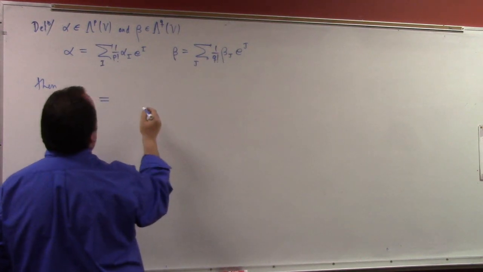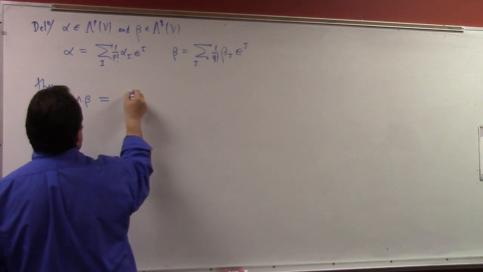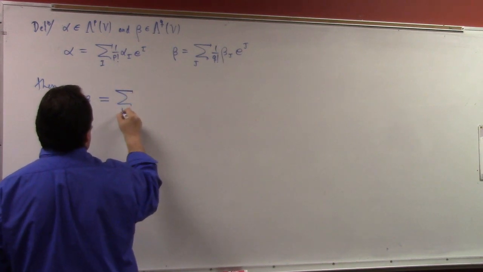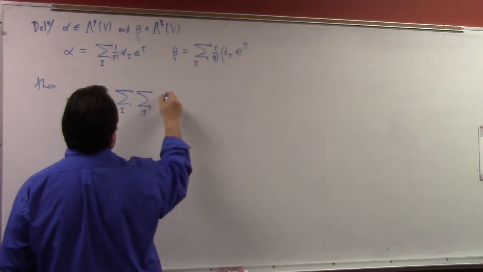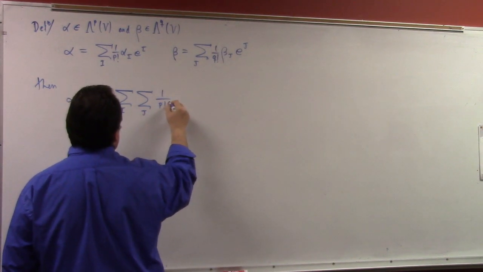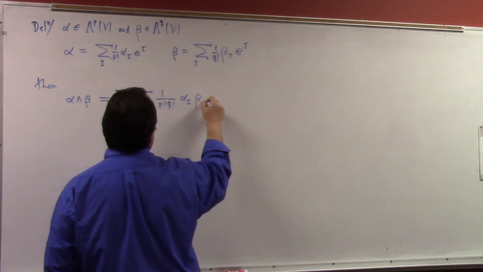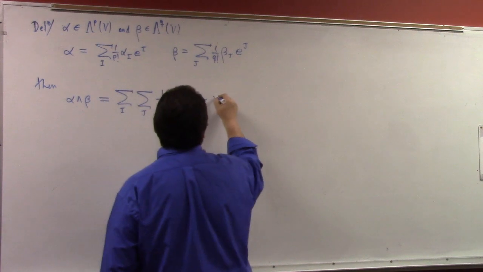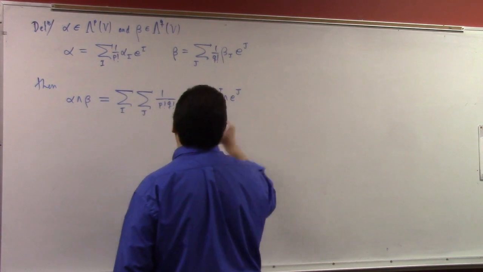And so, you know what? It's just what you'd kind of expect. It's the sum over I, the sum over J, of 1 over p factorial times q factorial, alpha I, beta J, E_I wedge E_J.